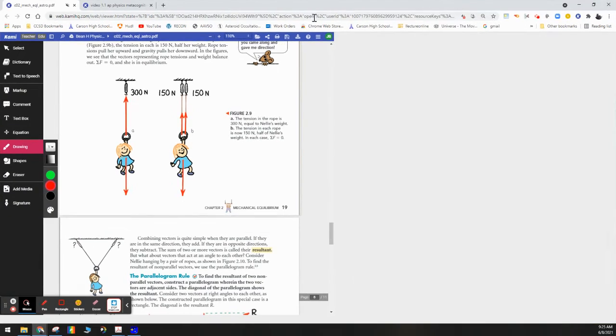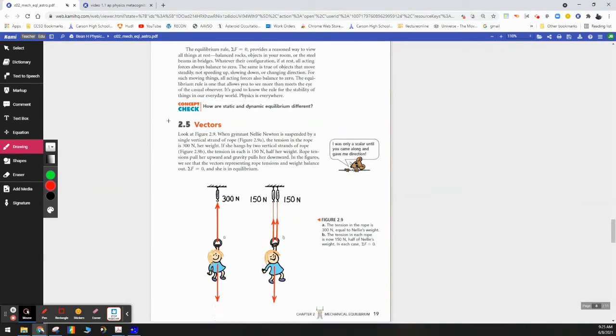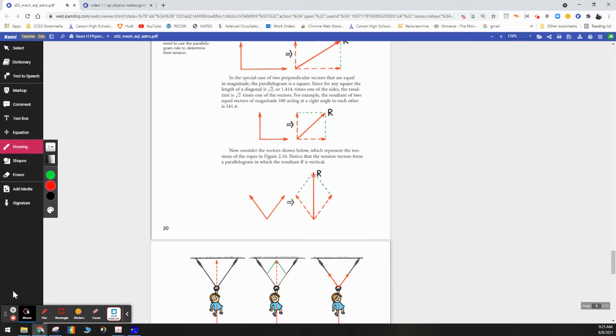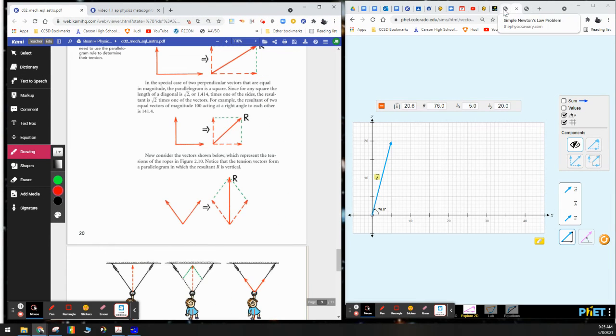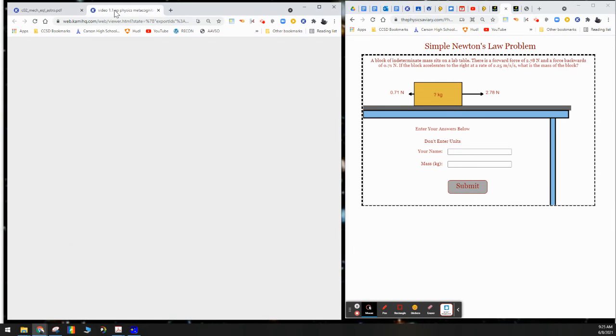I want you to go ahead and read section 2.5 here, and then we'll end up with Newton's second law. Okay, hit pause. Okay, the last thing we're going to cover here is Newton's second law.